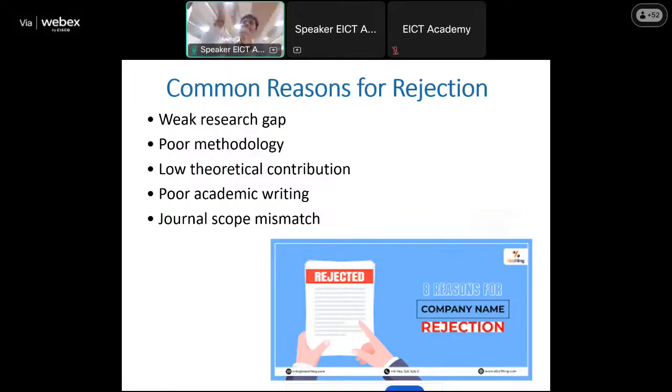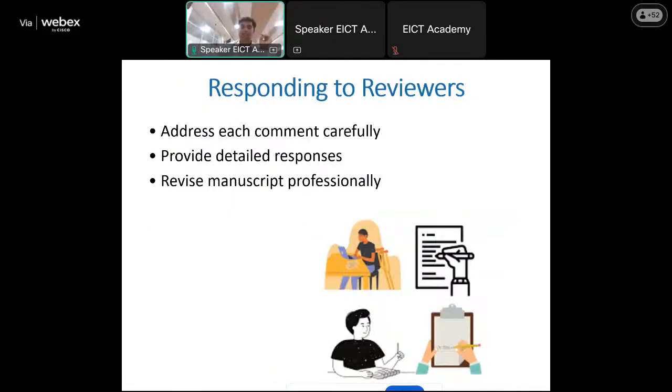And if your article does not meet this benchmark, the editor will not send it into the review process, it will be desk rejected. So ensure that this is good enough. Now, responding to reviewers and writing is a separate section, so I am not going into details for that.